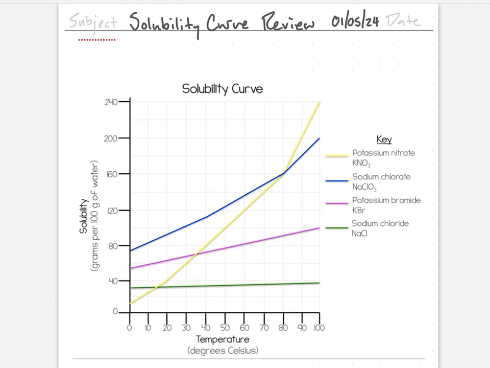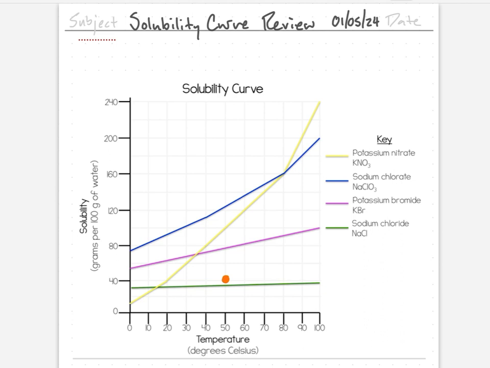So, for instance, if I said, what if I add 40 grams of potassium bromide to 100 grams of water at 50 degrees Celsius? Well, I'd go to 40 grams here. I'd go over. I see 50 degrees Celsius. My point's going to be right there. And you see I've drawn it in orange.